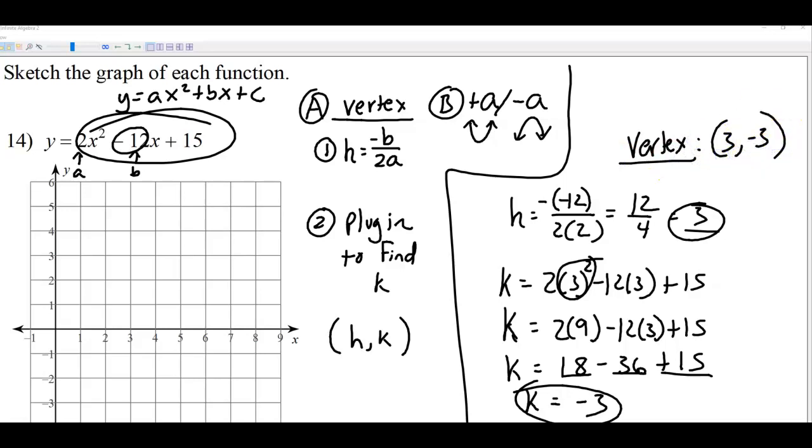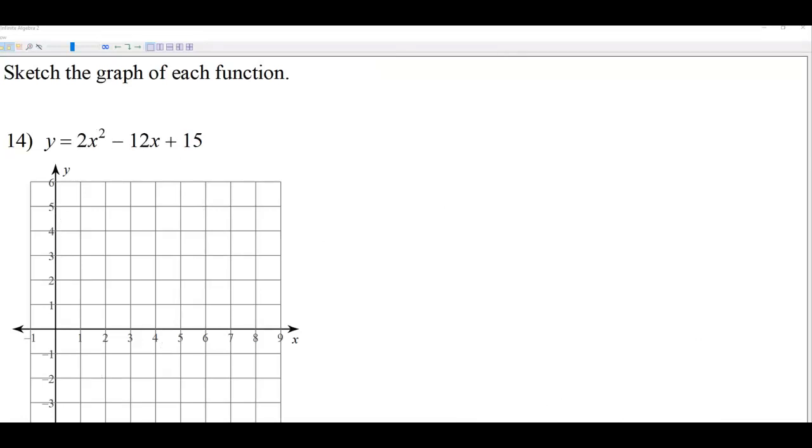So we'll go ahead and graph that right there. Next, we've got our vertex taken care of, so now we decide whether it's a happy face or sad face parabola. Since my a value is positive, it's a happy face parabola, so it would look something like that. That's graphing in standard form.